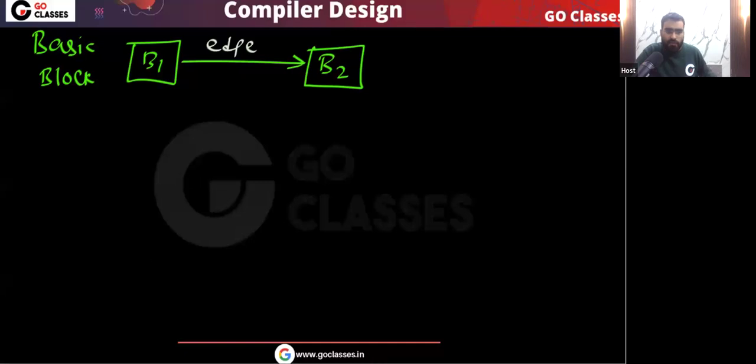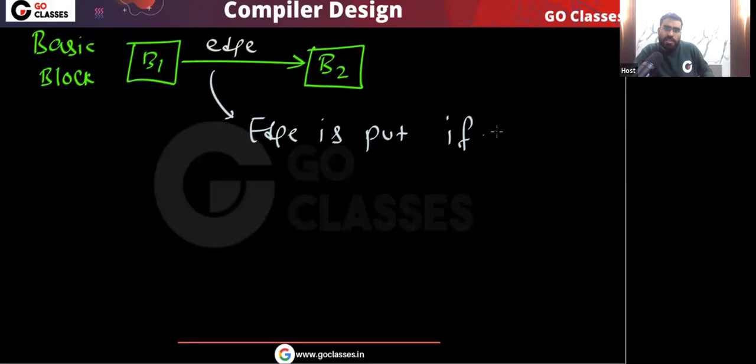So let me tell you, in this situation, when will you put an edge? Let's assume this is your B1 and the last instruction. Please understand, we will put this edge if and only if it is possible to go from the last instruction of B1 to the first instruction of B2.